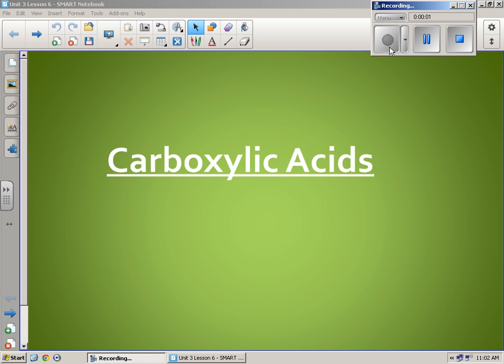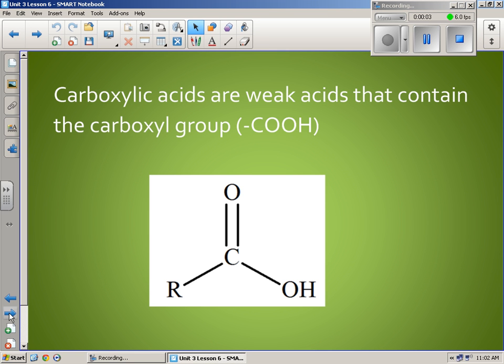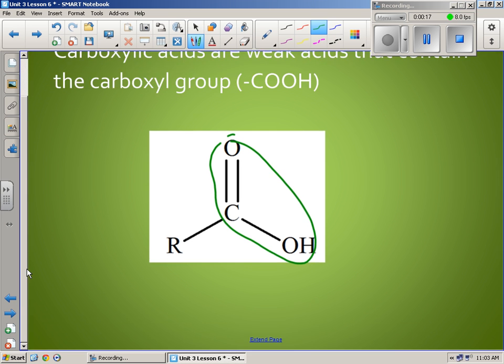Carboxylic acids have this kind of structure to them. They contain what we call the carboxyl group. The carboxyl group is this C double bond O, OH group here. So this is your carboxyl group. And once again, we're going to have a long chain of carbons attached to that probably.